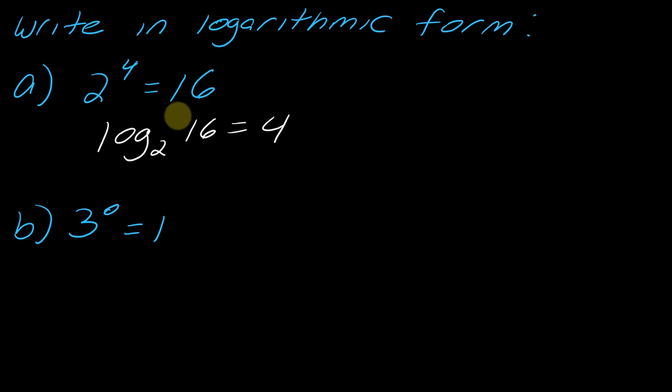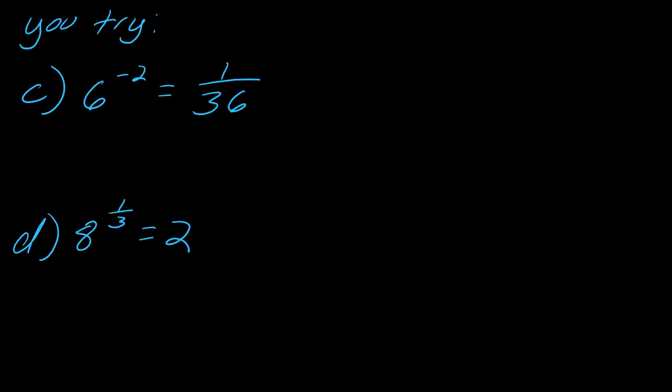You'll come up with your own intuition of how to think about this definition, but that's the way I think about it. And then for this other one, this would be log base 3. So log base 3 of 1 equals 0. So 3 to the what would equal 1? Well, it has to be 3 to the 0. Okay, so why don't you try these two? Hit play when you're ready.